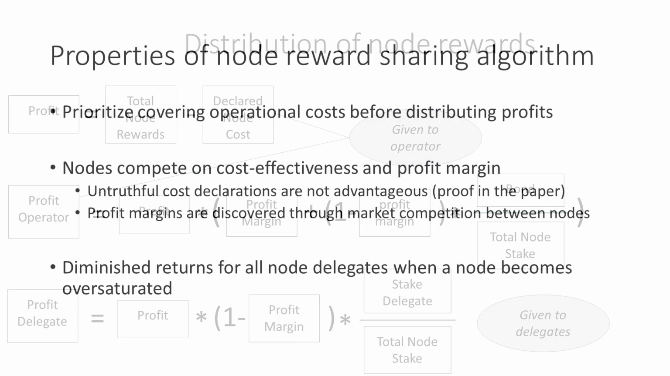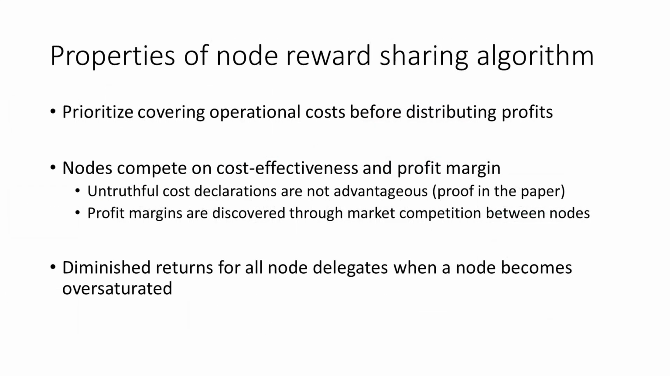So what are the properties here? We are prioritizing covering costs compared to distributing profits. So first you take the costs, and then if there is anything left, you distribute profits. The nodes are competing on cost effectiveness and profit margin, because a node that has a lower cost and a lower profit margin is able to offer better rewards to the delegates.